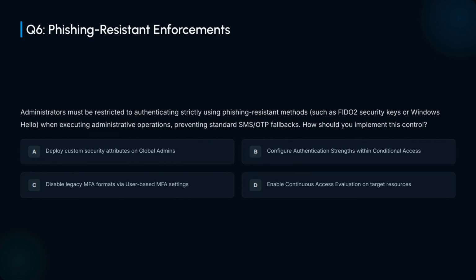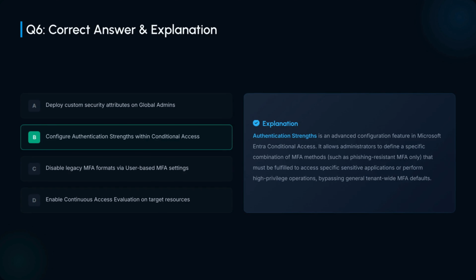Administrators must use phishing-resistant methods like FIDO2 keys or Windows Hello for administrative operations, preventing SMS or OTP fallbacks. How should you implement this control? The correct answer is B. Configure authentication strengths within conditional access. This allows you to define specific MFA combinations, such as phishing-resistant methods only, for high-privilege operations.